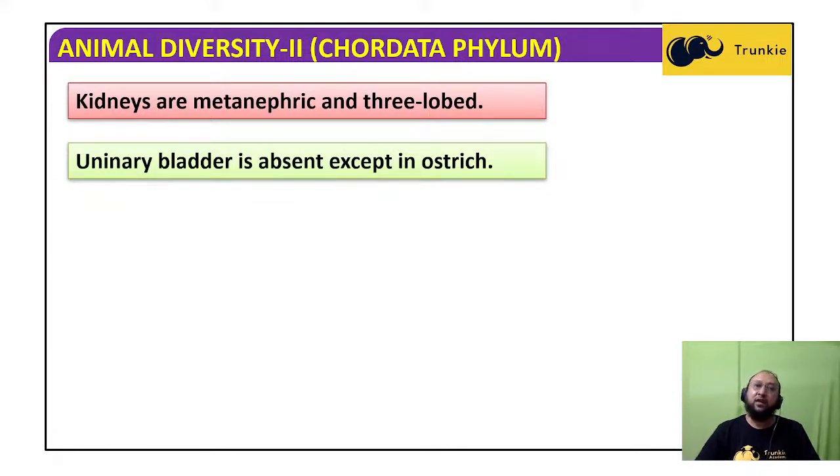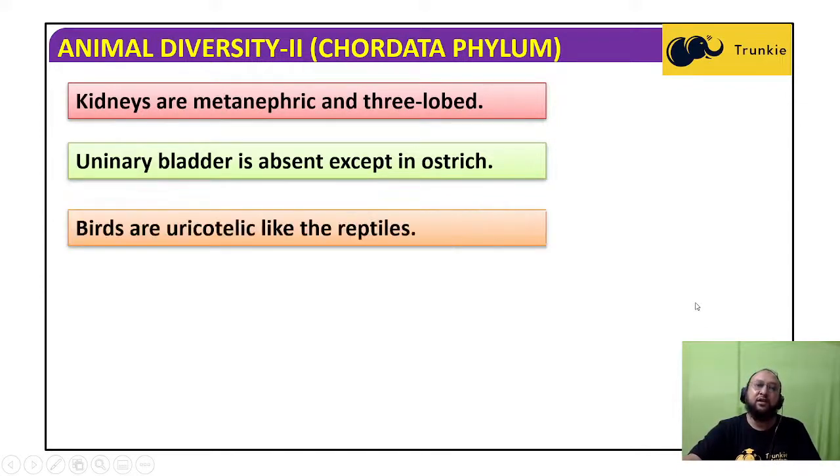The urinary bladder is absent except in the ostrich, because they are flightless birds. The ostrich is a big flightless bird. The urinary bladder is present in the ostrich but absent in other birds, because they do not store urine. If they stored urine, the birds would be heavy.